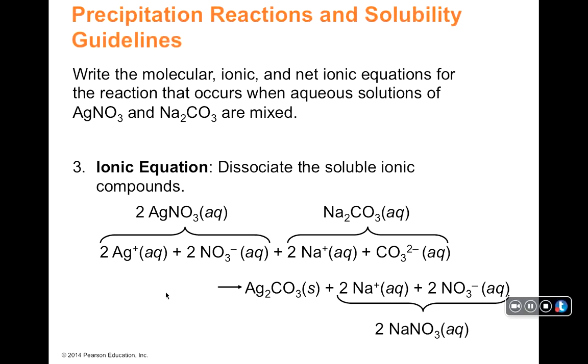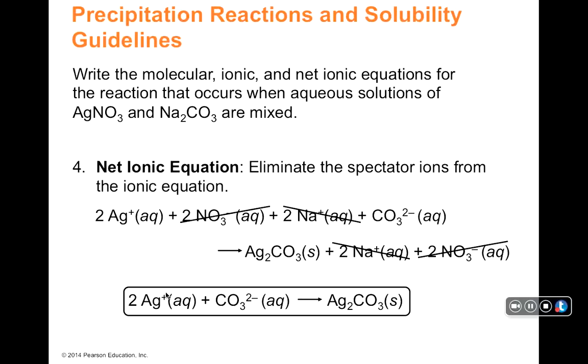The next step would be the net ionic equation. So what we're going to identify are those spectator ions that are appearing on the left and the right of the equation. And so they're shown here just sort of crossed out. And so your net ionic equation is what you see on the bottom.